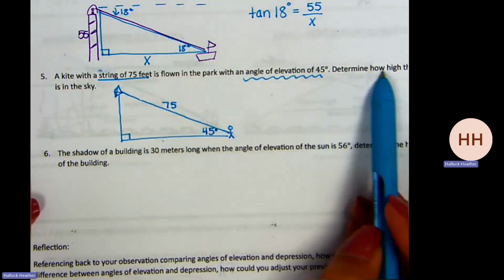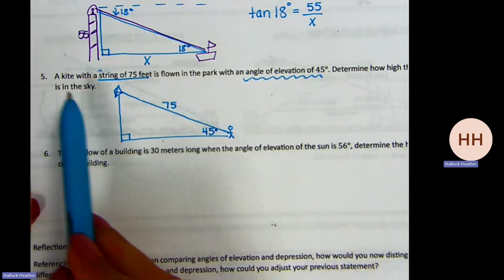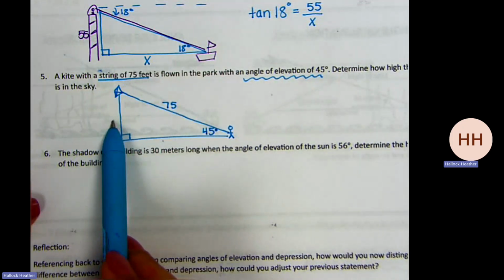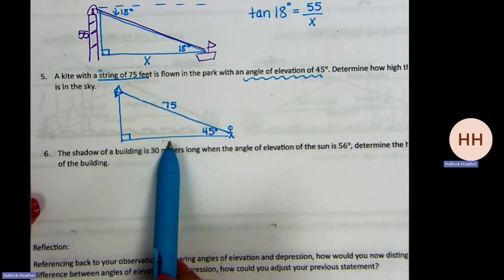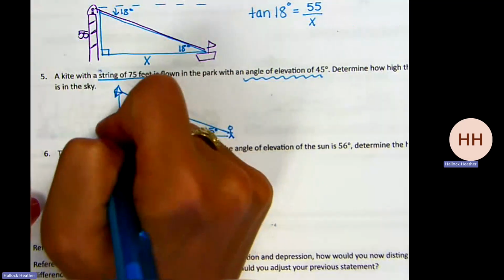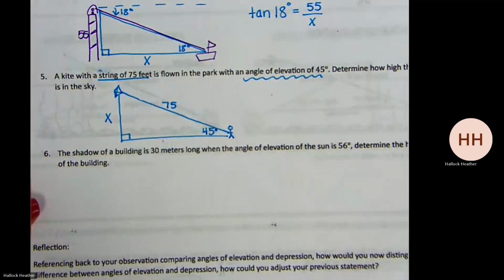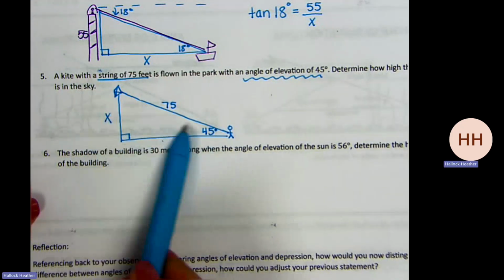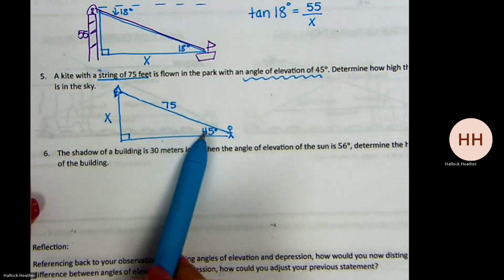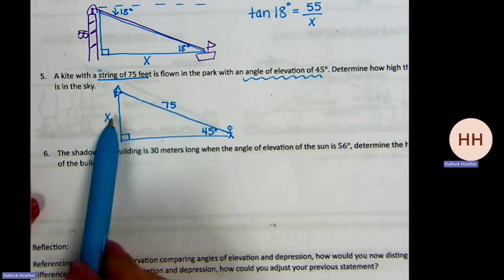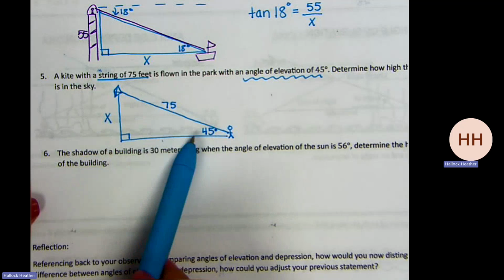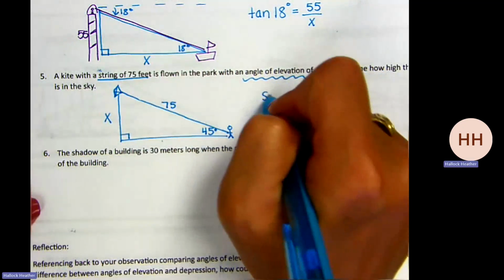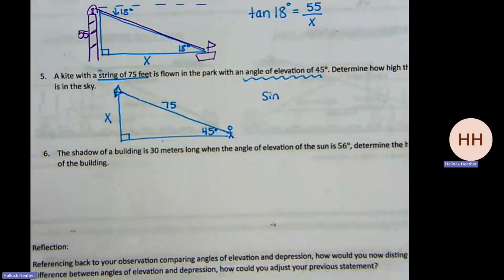And then I need to determine how high the kite is in the sky. So am I trying to find the height of the triangle or the base of the triangle? The height, because I want to know how high it is in the sky. So if I have opposite over hypotenuse or opposite and hypotenuse, is that sine, cosine, or tangent? Sine. So for this one, you'll use sine. We're going to set up the last picture together, and you can go back and solve them.